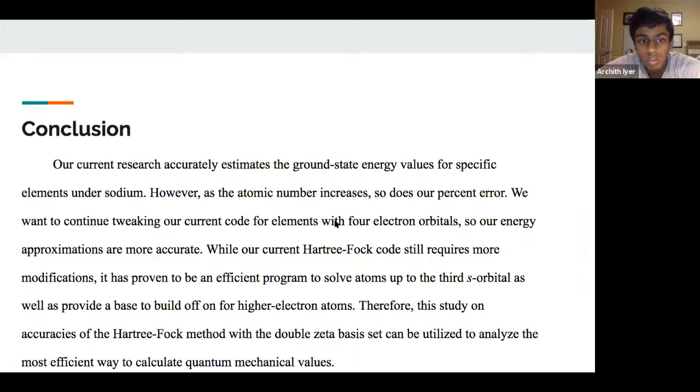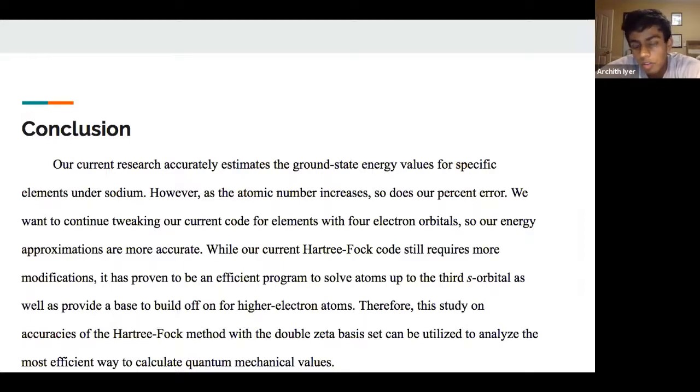And our conclusion. Our current research basically estimates the ground state energy for specific elements up to and including sodium. As atomic number increases, so does percent error. And we want to continue tweaking our current code for elements with 4 electron orbitals.